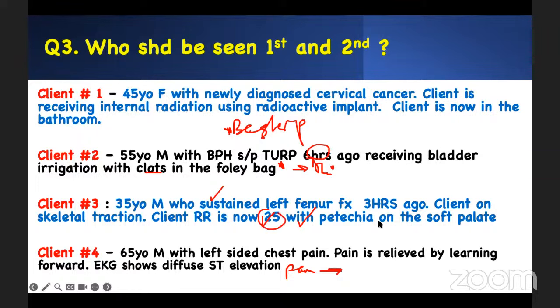Respiratory rate is going up. He has petechiae. He will be confused in the next few minutes. That means the fat has gone to the brain. Therefore, this must be seen first. Now, who should be seen second? Radiation, TURP, and pericarditis. Use the same analysis.